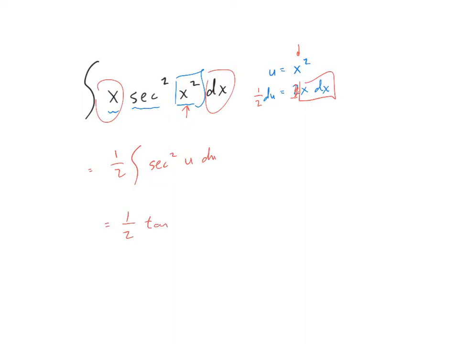Oh, nope, I made a mistake there. That is the tangent of u plus c, so that I can back substitute: 1/2 tangent of x squared plus my constant c. And there's my answer for that one.